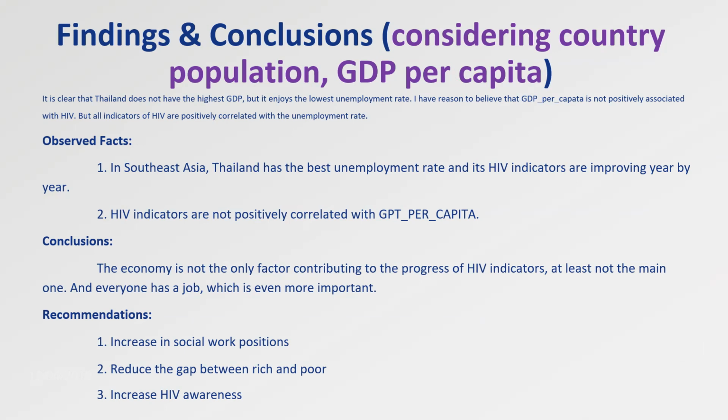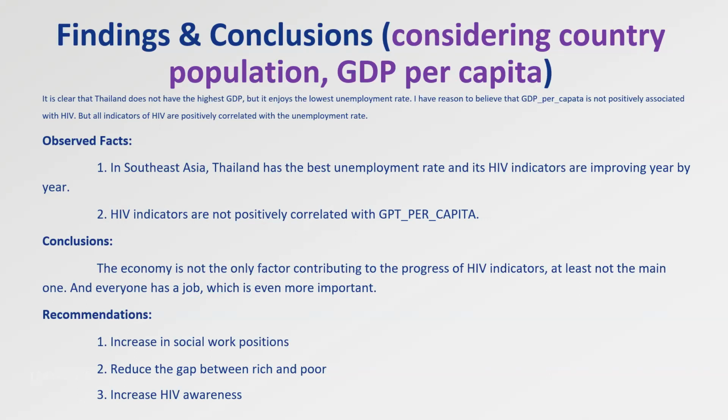And here are the facts I observed. In Southeast Asia, Thailand has the best unemployment rate, and its HIV indicators are improving year by year. The second one is that HIV indicators are not positively correlated with GDP per capita. Conclusion: the economy is not the only factor contributing to the progress of HIV indicators, at least not the main one. Everyone having a job is even more important.